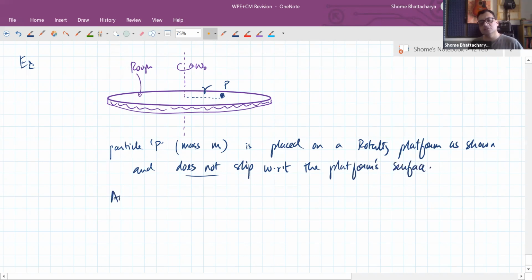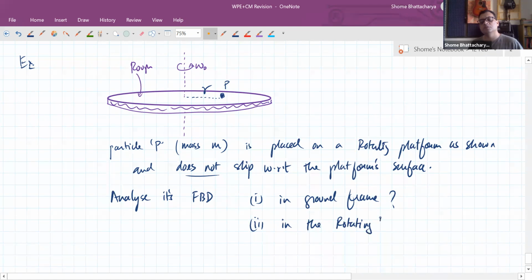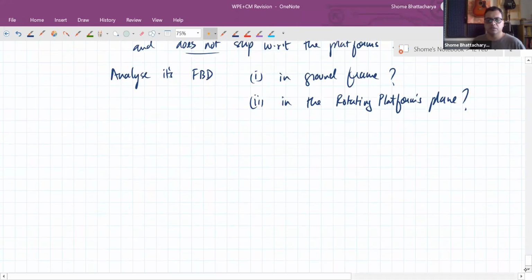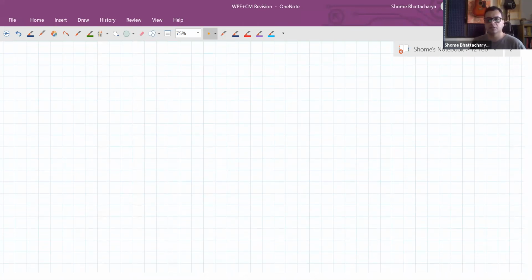Now we want to analyze the free body diagram in the ground frame and in the rotating platform's frame. This is what we want to do in this question. So through this, we'll understand the working of the centrifugal force as a pseudo force. Okay, so let's understand firstly in the ground frame, when we look at this, what is happening.